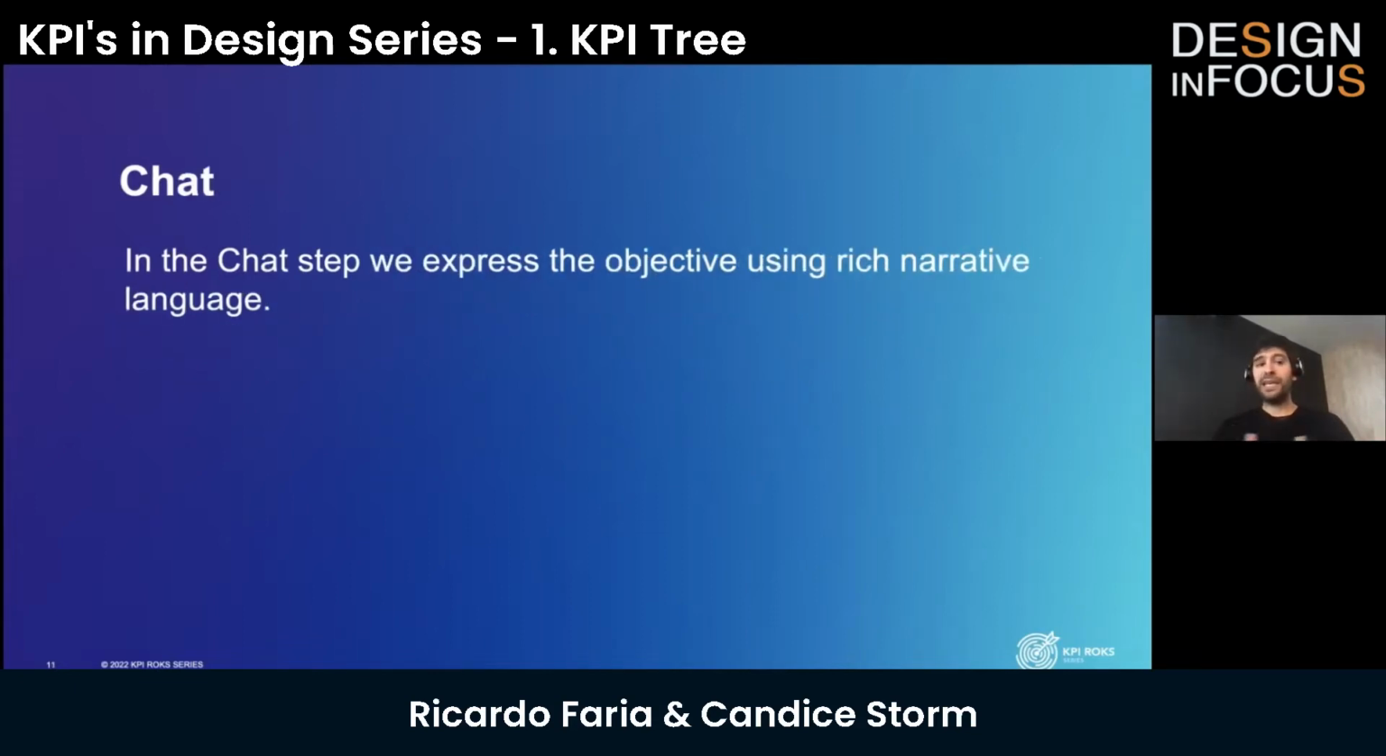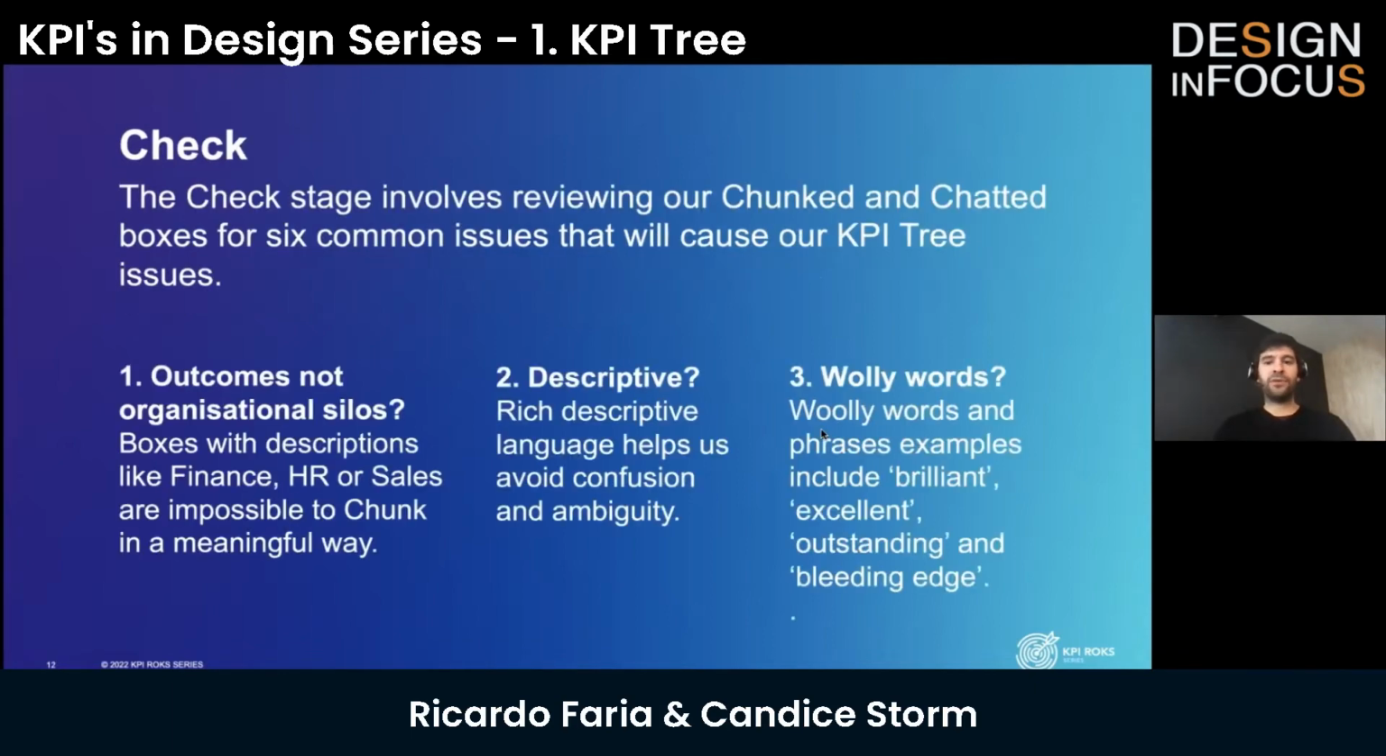Chat. In this step, you just express the objective using rich narrative language. So here you definitely can go from the big objective to the sub objectives. Now I will be more concrete. So make it even more concrete. Then if you go to the check stage, the check stage involves reviewing our chunk and chat boxes for the 6 common issues. Then we call them our KPI tree issues. So you go back. You're going to look at what you did until now.